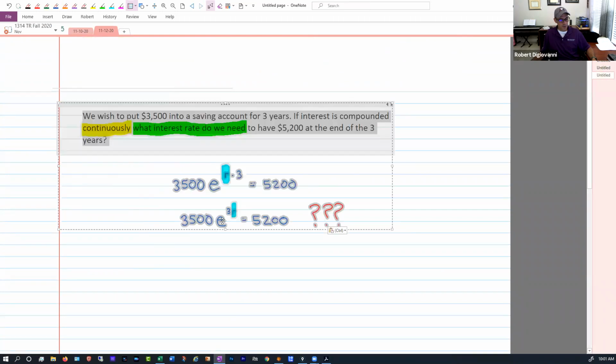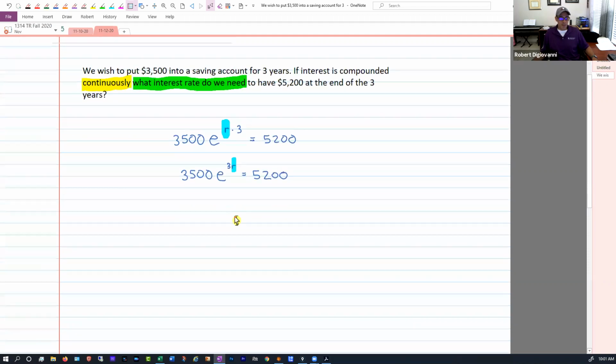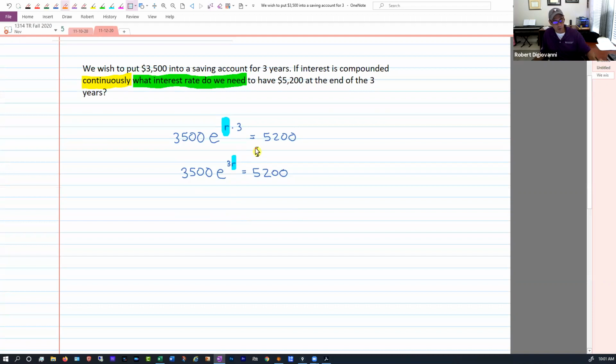So the question was, if we wish to put $3,500 into a savings account, we're going to leave it in there for 3 years. We know the interest is compounded continuously, but we want to know what interest rate we need in order to have $5,200 at the end of the 3 years. So this would be like we start looking at different banks, let's see what interest rates they have, let's see what interest rate we would need, let's see if it's even possible to find that interest rate. So we want to solve for R, right? R is up in the exponent. So we need to be able to pull that down.